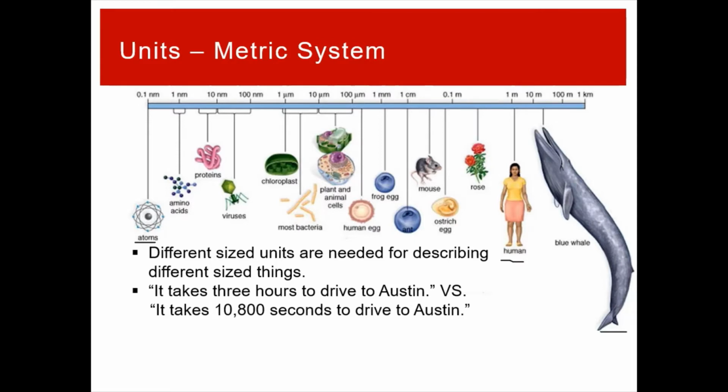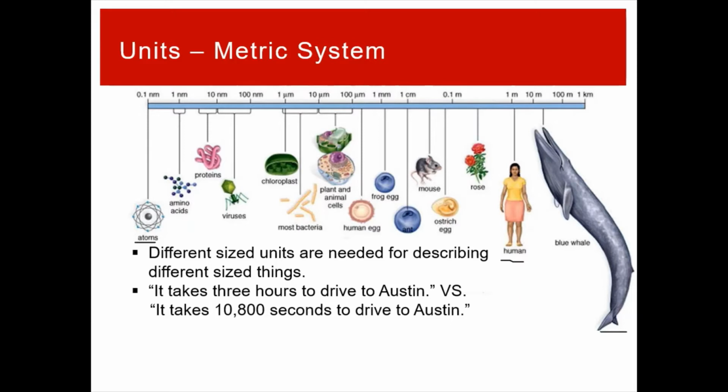If I say it takes 3 hours to get to Austin, that means something. If I tell you it takes 10,800 seconds to drive to Austin, that's not as meaningful. That is the same thing as 3 hours, but because the number is so big, you know how much a second is, but it's hard for you to imagine almost 11,000 seconds. If I just told you it's 11,000 seconds, it's not really clear how long that would be because the number is so big. So we use an appropriate unit to get a reasonably sized number.